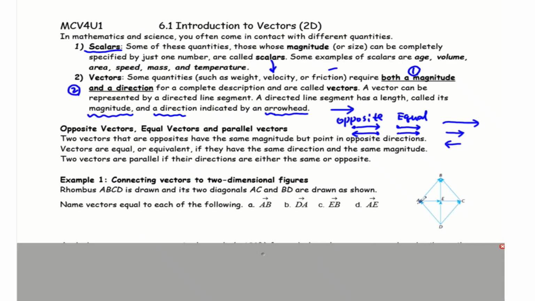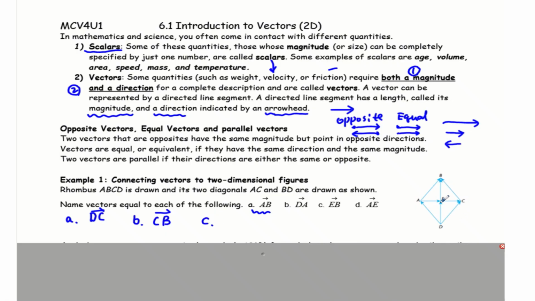Example 1. We have these figures here. It asks you to find another vector in this rhombus equal to AB. From A to B is this direction, and the equal one will be this one, with the same magnitude and the same direction. For A, it's from D to C, and we put arrows above it. For DA, from D to A, it is from C to B. Same magnitude and same direction.